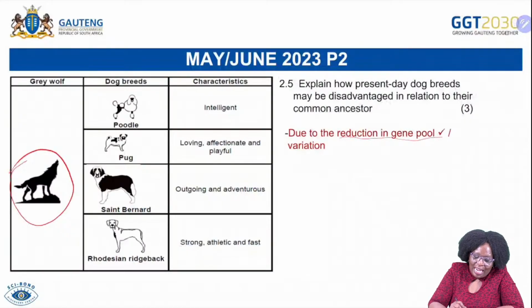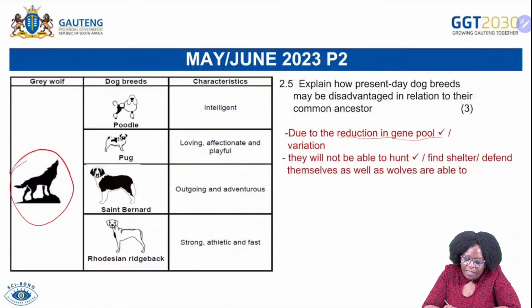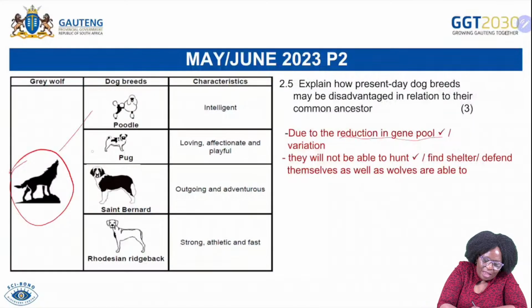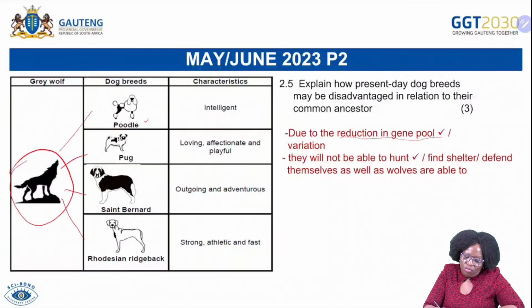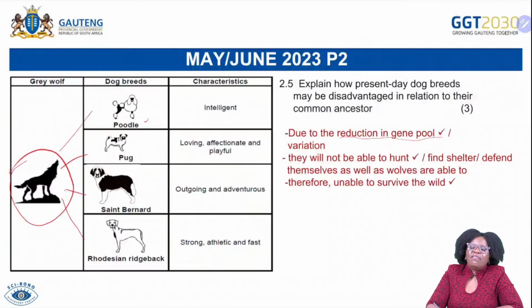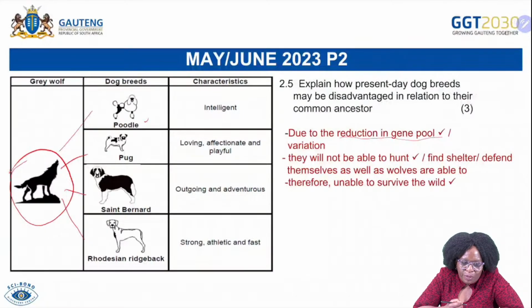And this also allowed these variations. They are now varied, right? Due to the reduction of gene pool or variation, they will not be able to hunt or find shelter or defend themselves as well as wolves are able to. As much as you see all of them, they originate from this common ancestor. But some of them, the intelligent one, little poodle, will not be able to maybe defend itself like the wolves, because the wolves can still do all this. Therefore, unable to survive in the wild. If you take little poodle to the wild, intelligent as she is, she might not be able to survive in the wild.